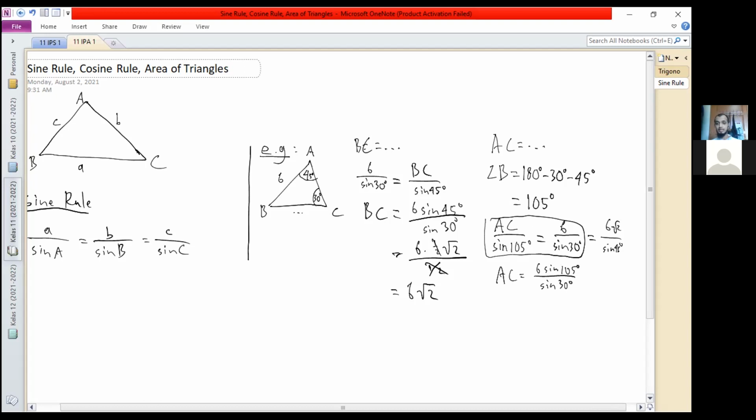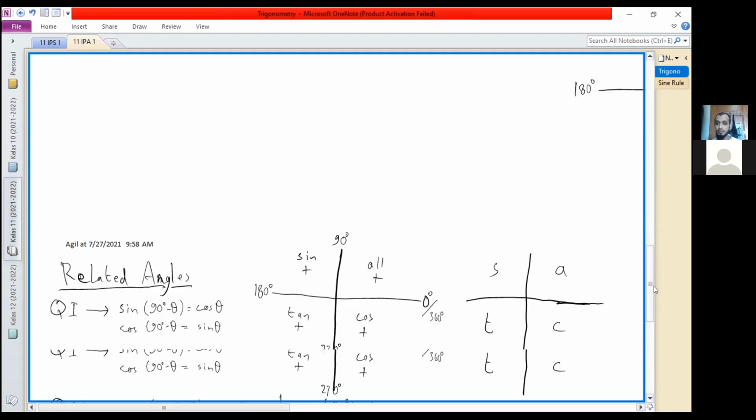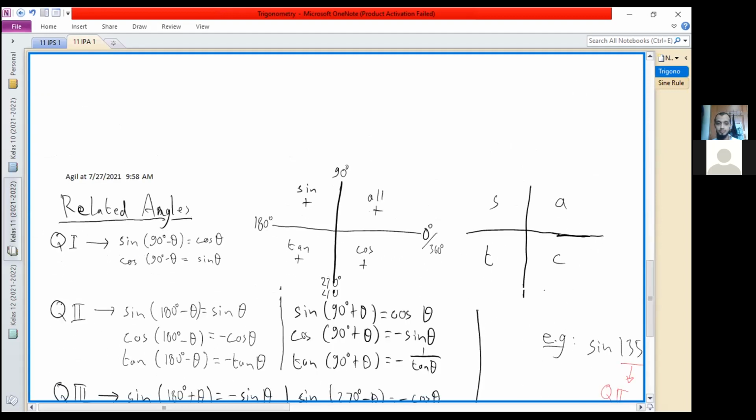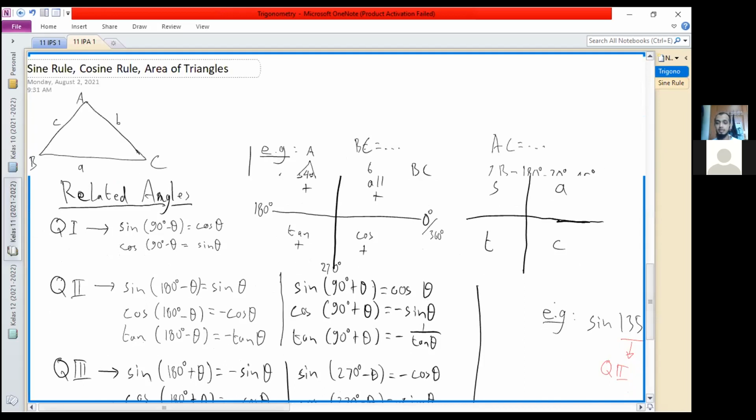Okay, next is to find sine of 105 degrees. In this case, this is not a special angle. You can use the previous rule, you can use related angles to find the related angle.